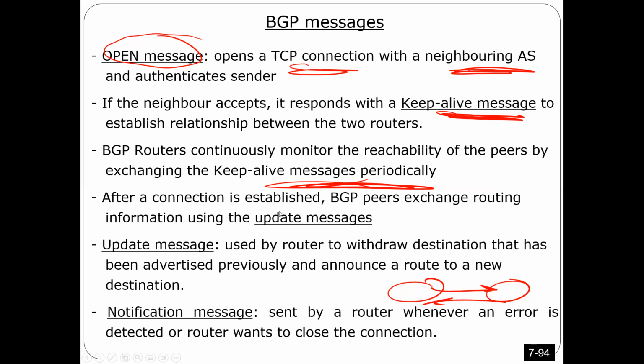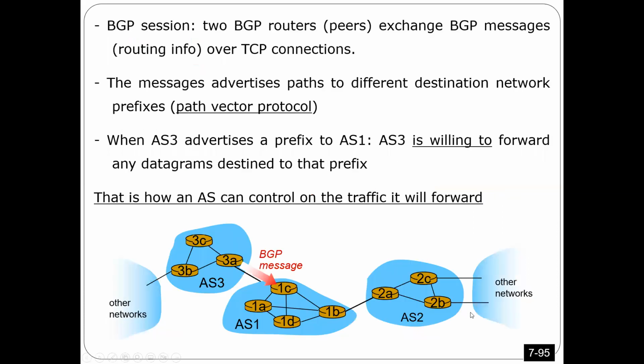Once a connection is established between each router and the next router, we send update messages. The update messages have the routing information. We also have the notification message. The notification message is sent when there is an error, or something like that.